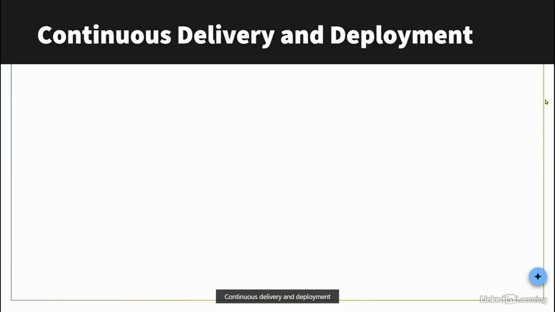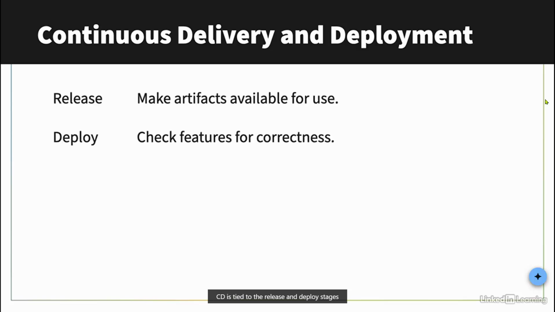Continuous delivery and deployment are often referred to as CD. CD is tied to the release and deploy stages of the DevOps lifecycle. These stages take an artifact and make it available for use or actually put it to work.